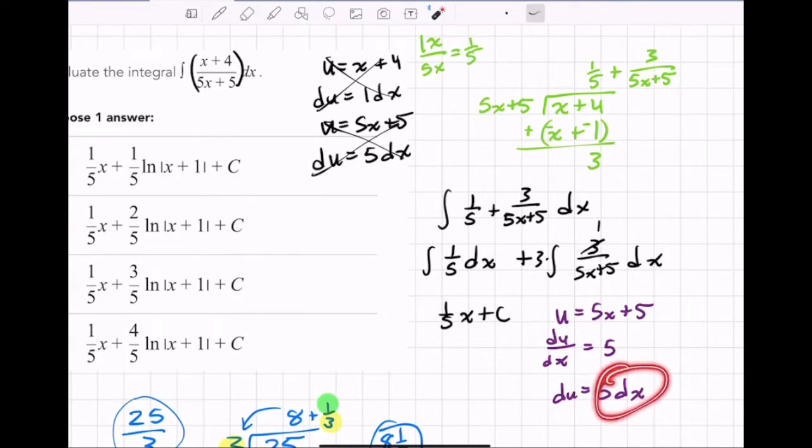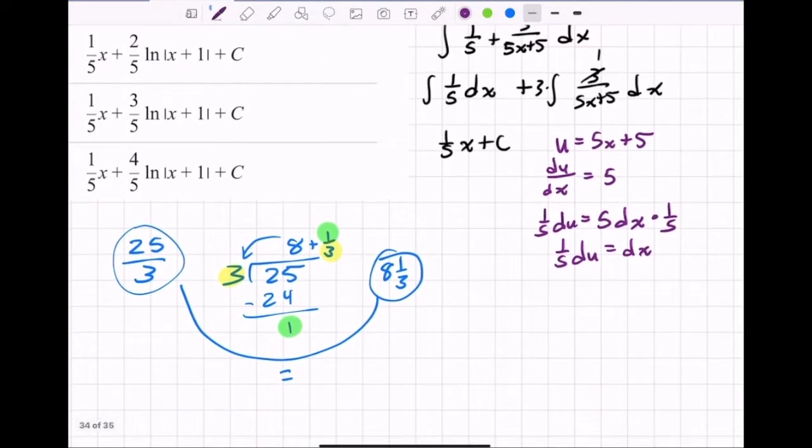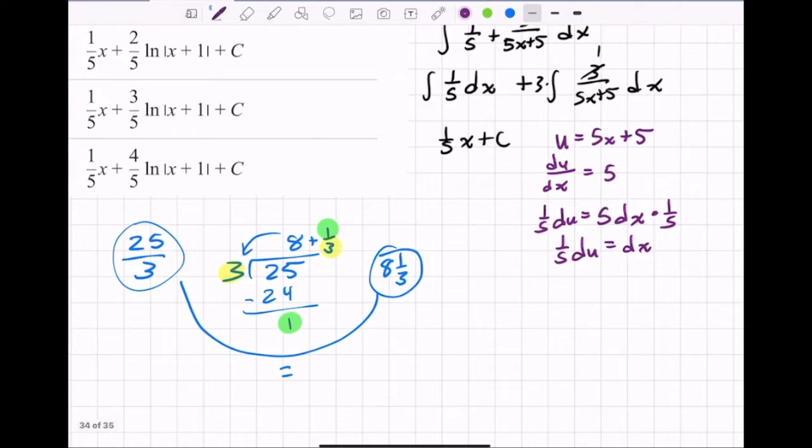I'm going to take this 5, and I'm going to multiply both sides by 1/5. So now I have 1/5 du equals dx. Now I just have a dx, so I have to sub in the 1/5 du. Oh, okay, so we keep on writing.